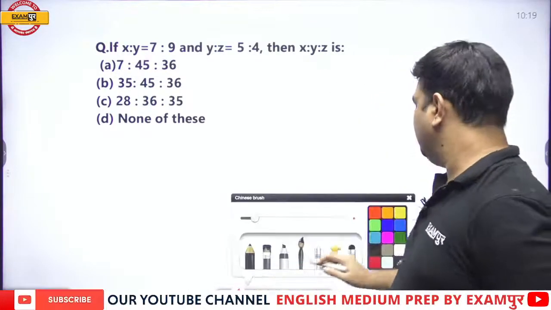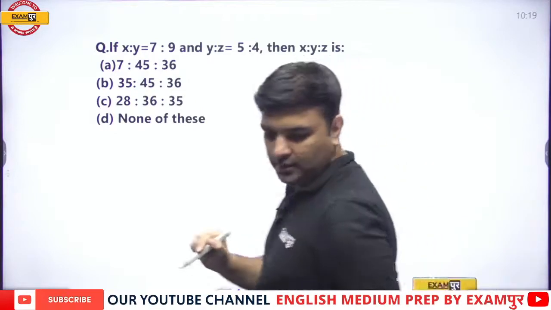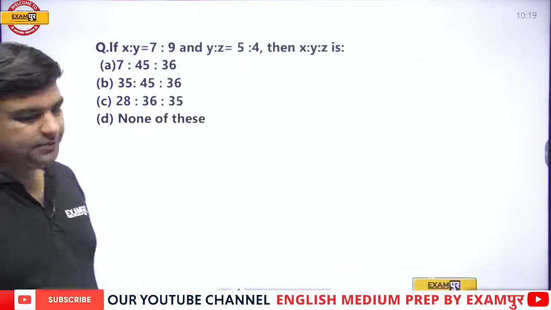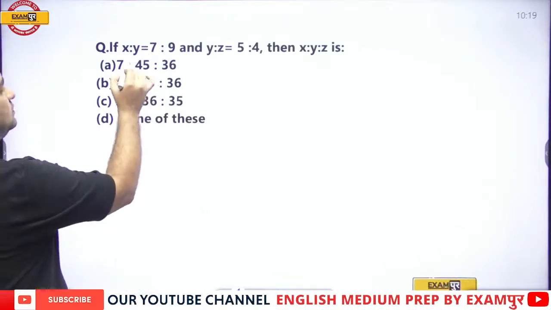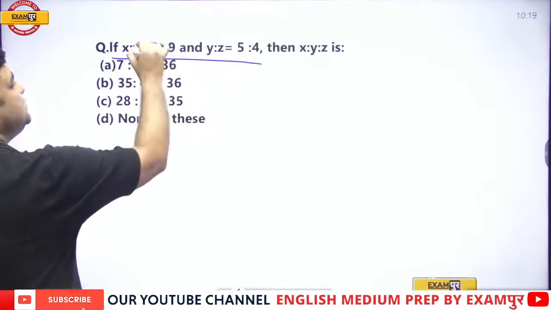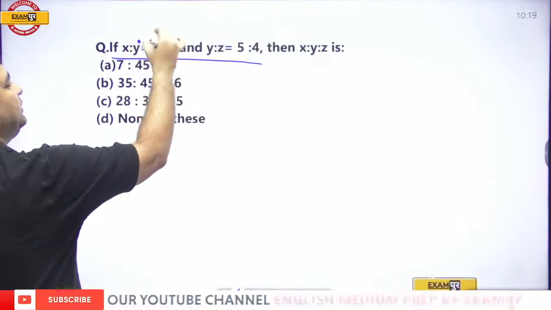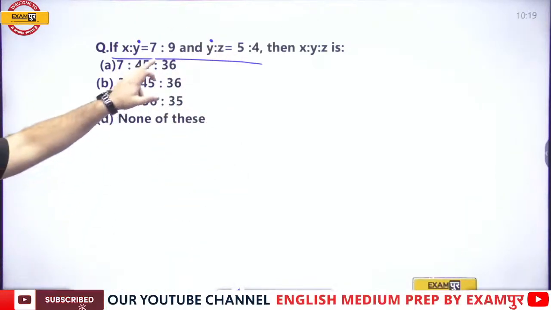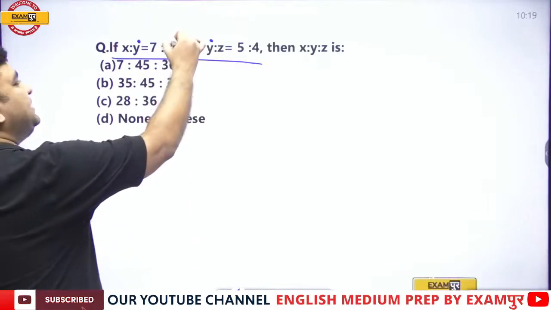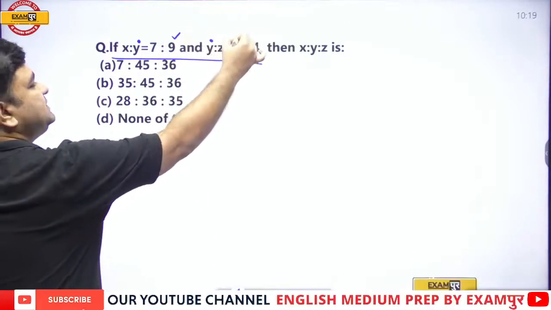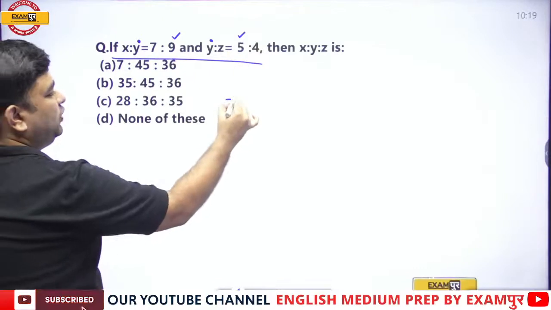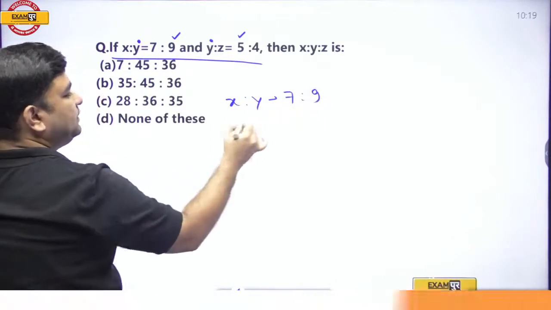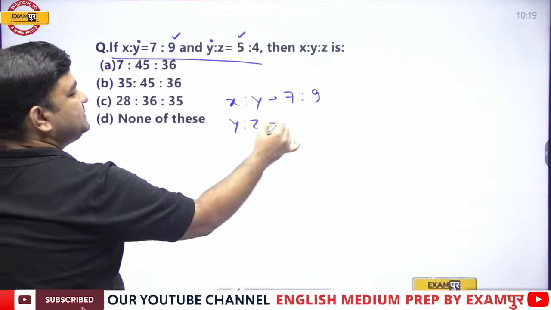Can these two ratios be connected? Yes, because Y is the connecting link. Y at one place is 9 and at another place is 5. If you want to write it once again, X ratio Y is 7 ratio 9 and Y ratio Z is 5 ratio 4.